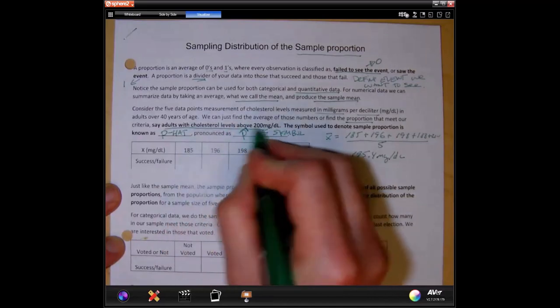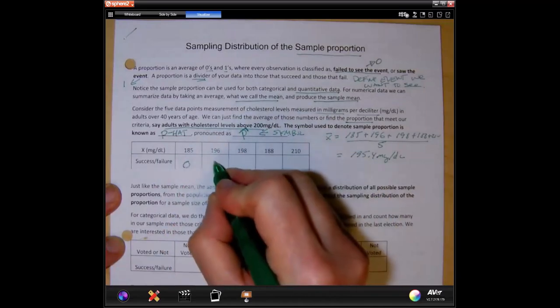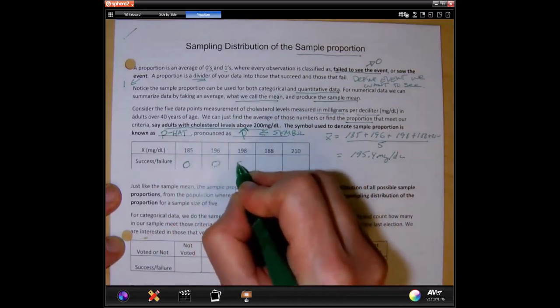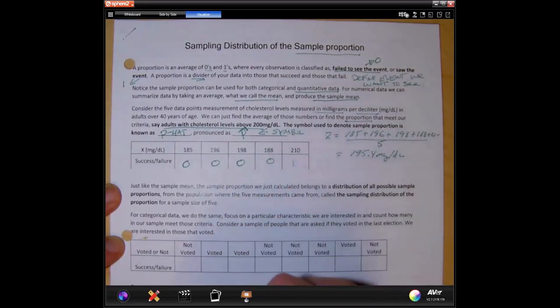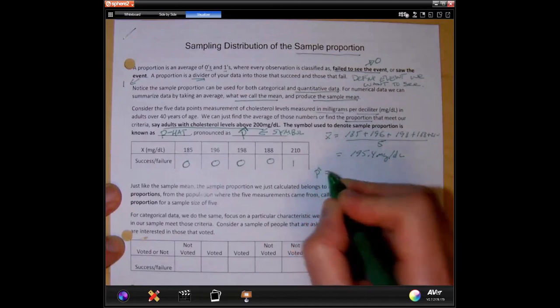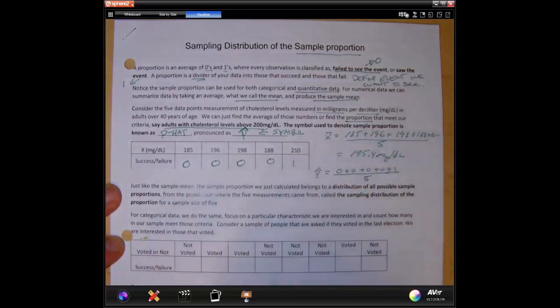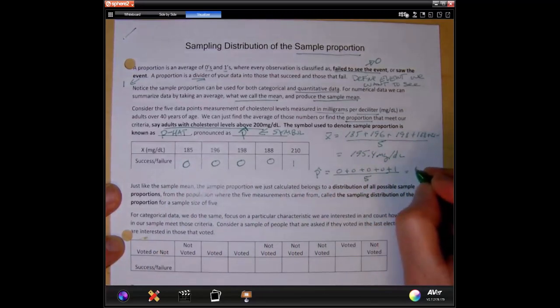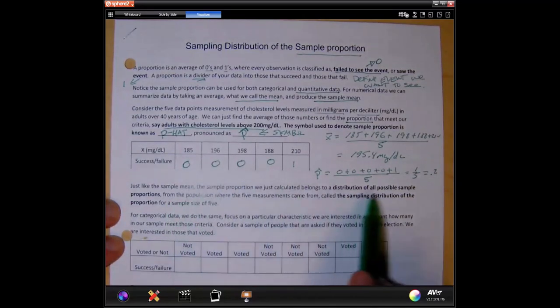So I check my criteria. Does that meet it? No, it has to be above 200. Meet the criteria? No. Meet the criteria? No. Meet the criteria? No. Meet the criteria? Yes. So p hat just does the following: sums these up and divides by how many observations, which would get 20%.